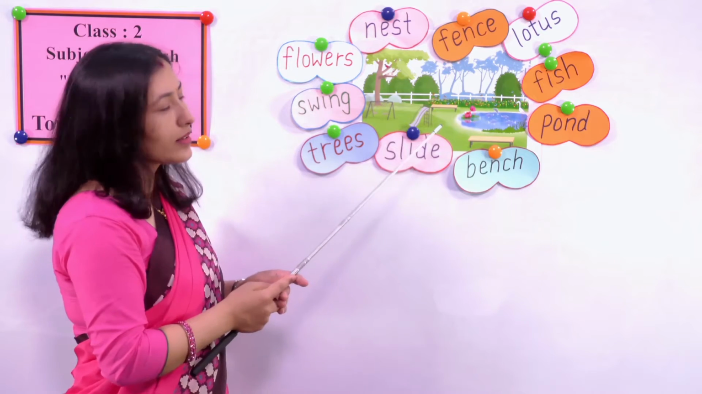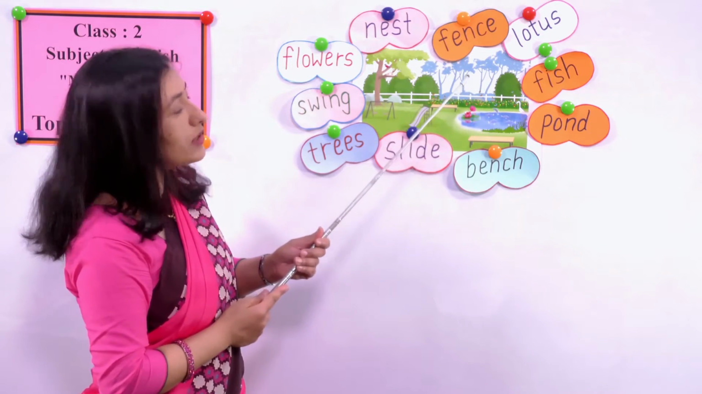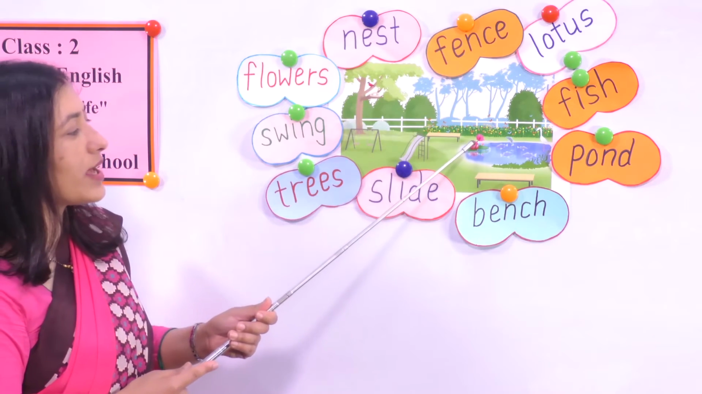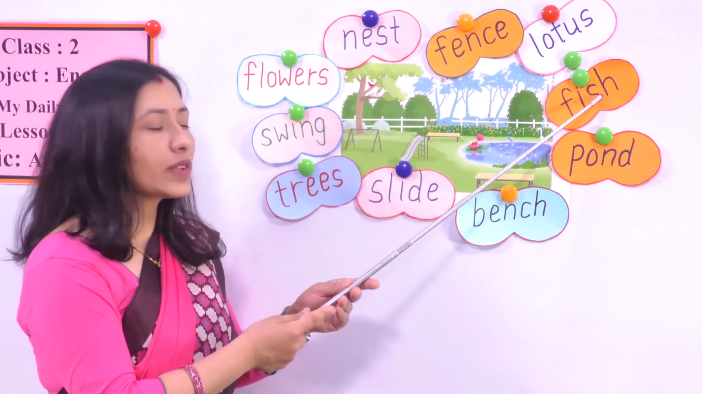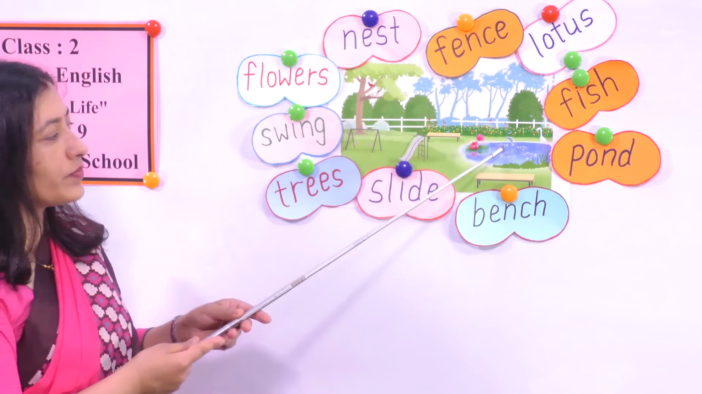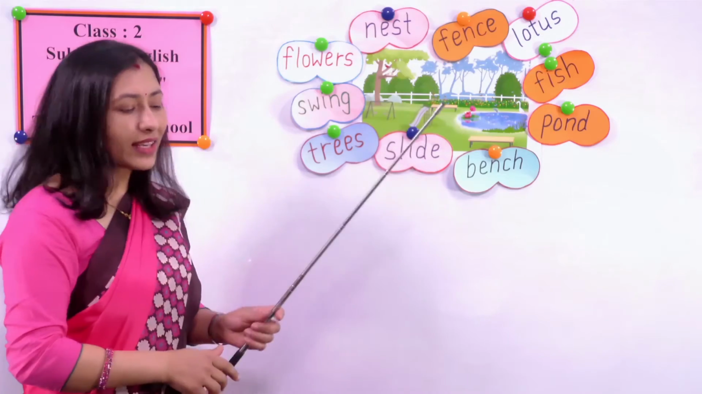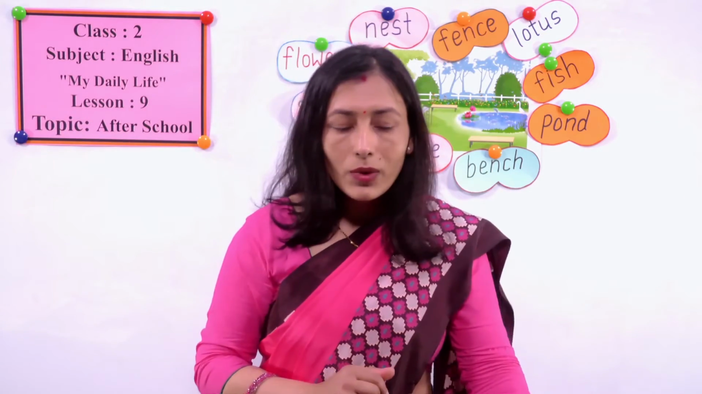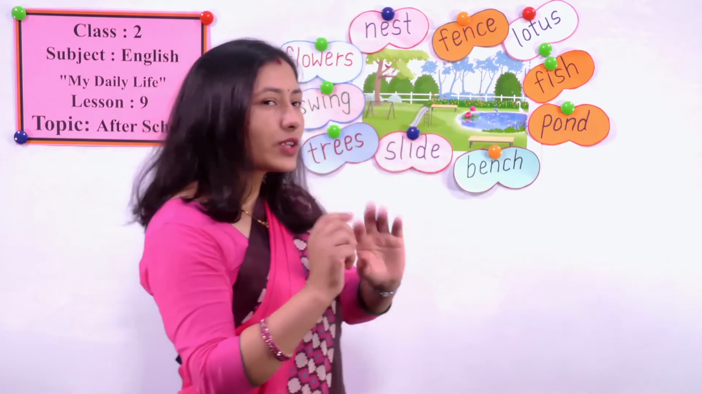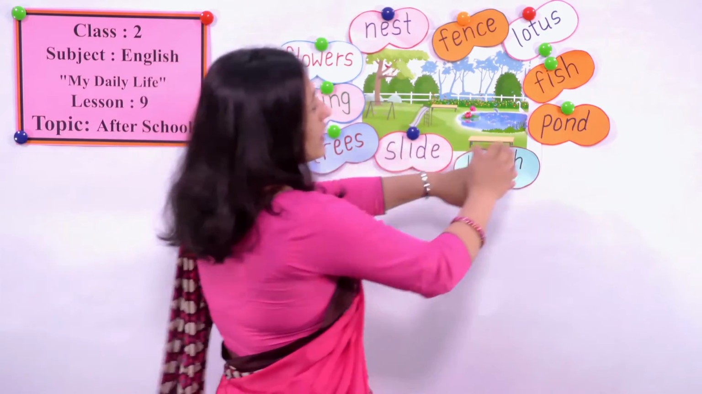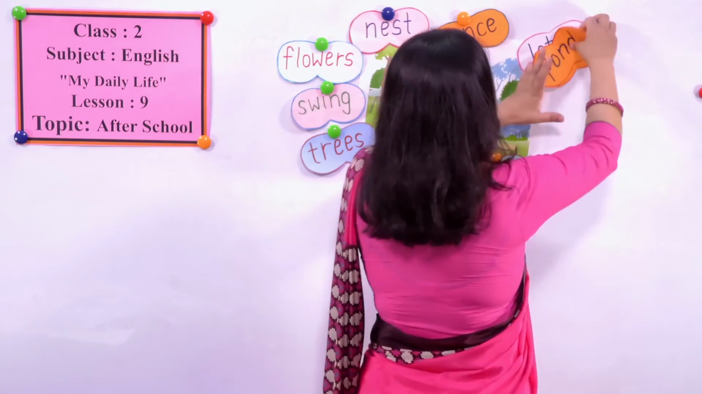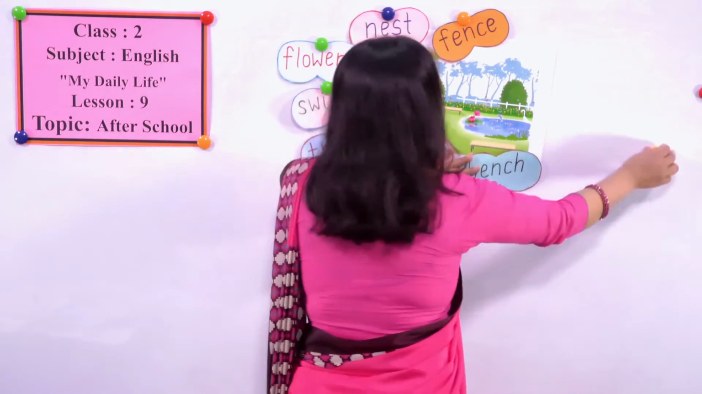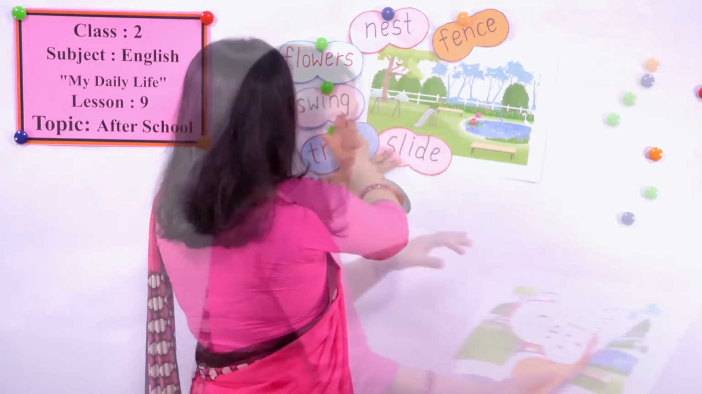Yes. And where is the flower? Lotus. Yes, point here. And good. Fish. Very good, dear students. Now, we are going to do another activity where you have to point to the pictures yourself. So let me remove these ones.